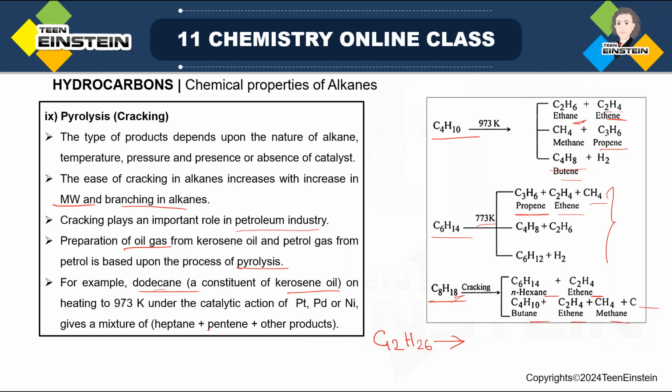So dodecane, which is an important constituent of kerosene oil, when we heat it at 973 Kelvin under the catalytic action of Pt, Pd or nickel, any of these metals, we get a mixture of heptane, that means there will be formation of C7H16, pentene, that means C5H10, and there will be some other products. Fine. So this is pyrolysis.